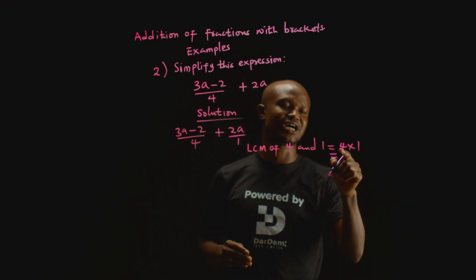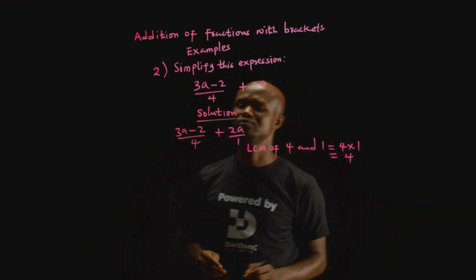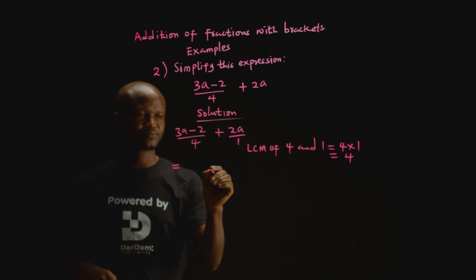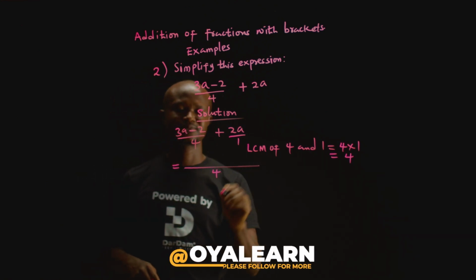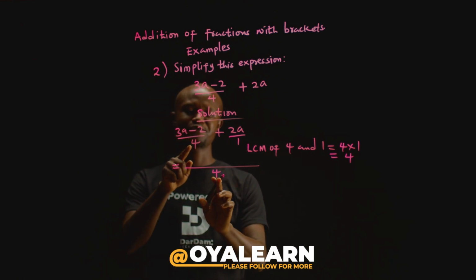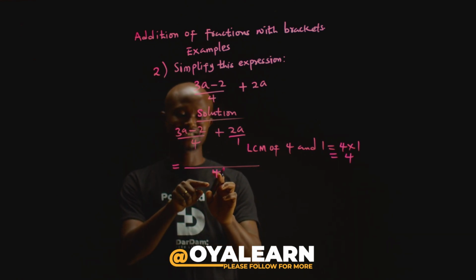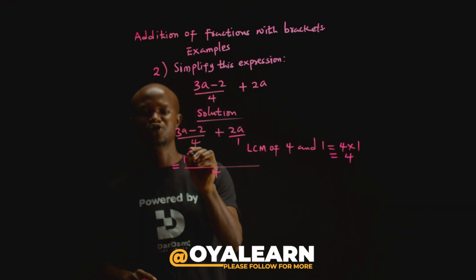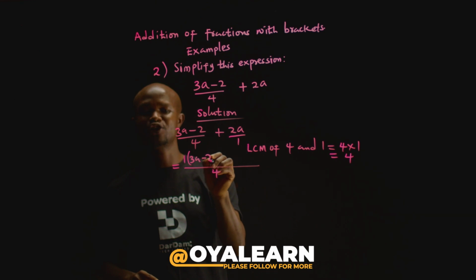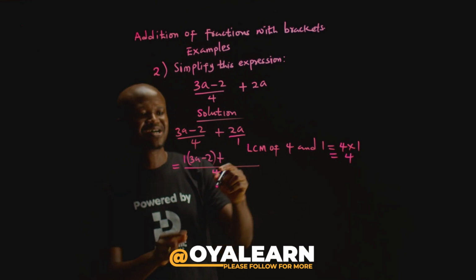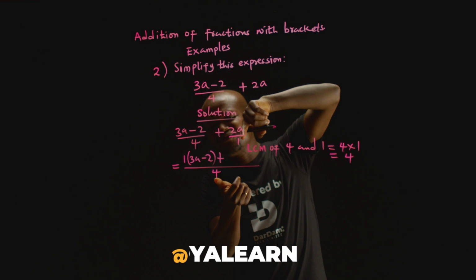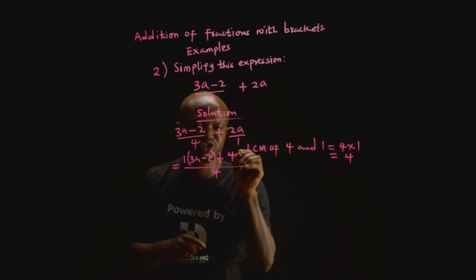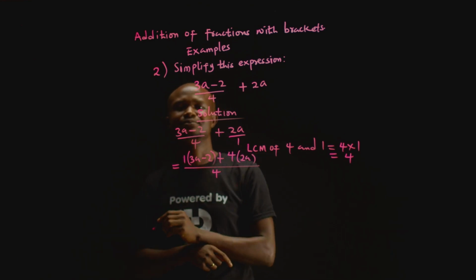So in that case, what do we have? 4 times 1, we have 4. That is the LCM of the denominators. So this is 4. Now, this 4 divided by this 4, what do we have? 1. So we have 1 into bracket 3a minus 2, plus, now this 4 divided by 1, what are we having? That is 4. So we have 4 into bracket 2a.